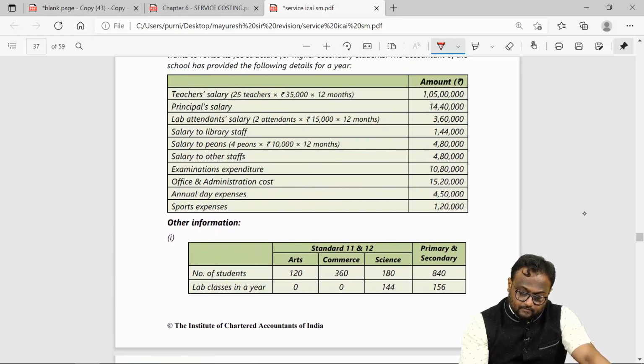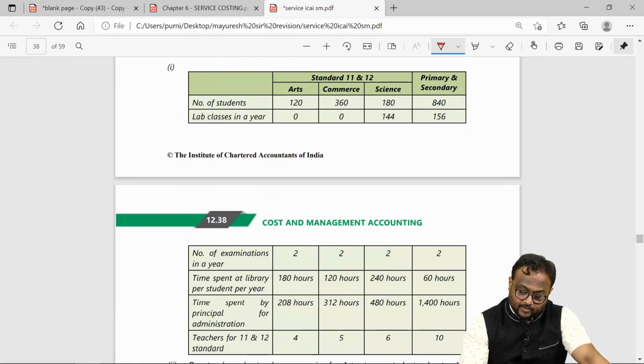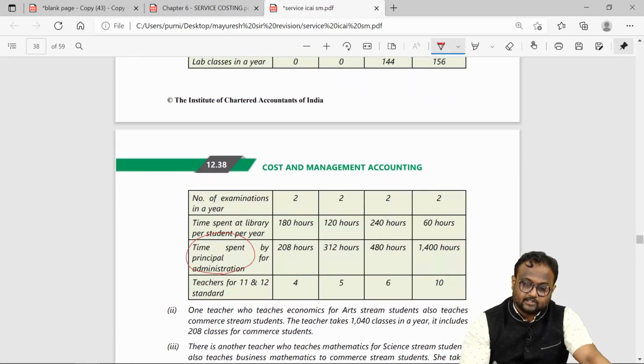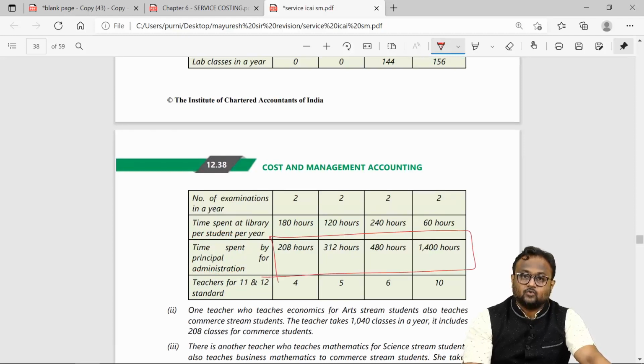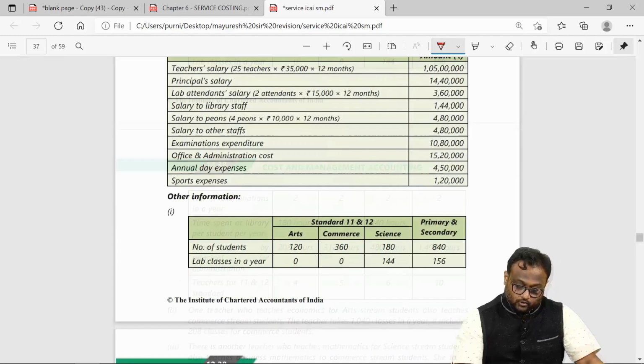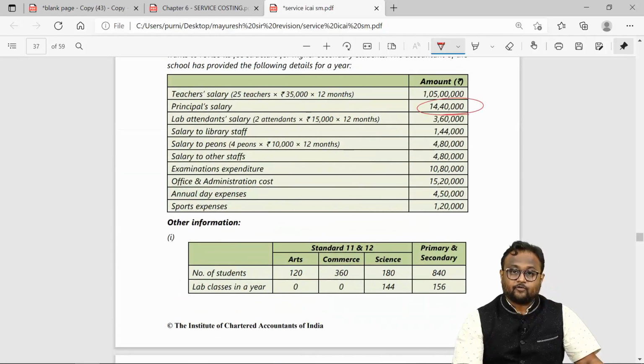Principal's remuneration will be based on time spent by the principal for administration. This can be taken as a base. Whatever salary is paid, that is for all 4 categories. You take the total of 4. Total remuneration will be divided by all 4. You will get the per hour rate, into 208, 312 and 480, which will give you the answer. So your principal salary is 14,40,000.